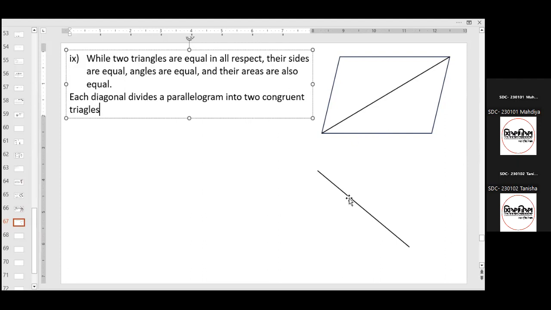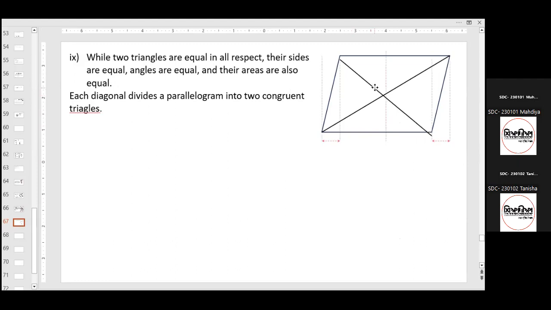Now, if you draw the second diagonal, then the second diagonal divides each triangle into two equal parts. So now the parallelogram is divided into four equal-area triangles, where the opposite triangles are congruent.